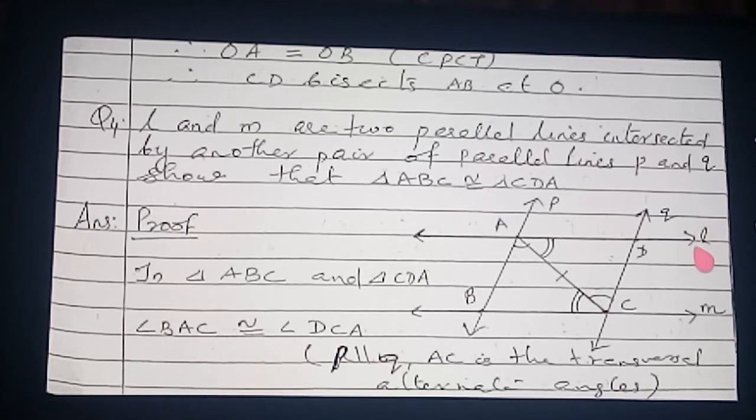Question, listen. L and M are one pair of parallel lines and P and Q are the other pair of parallel lines. Understood now? So if P and Q are parallel lines, L and M are parallel lines, and AC is the transversal, then you know different properties. Alternate angles are congruent, all knowing now.